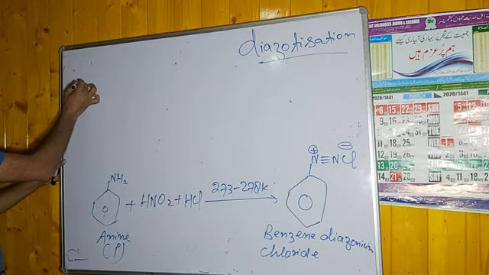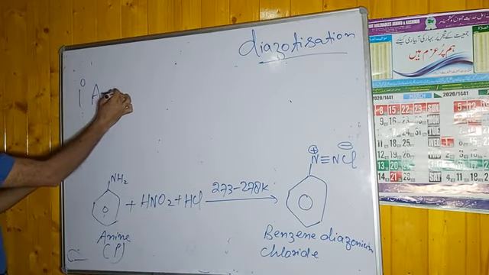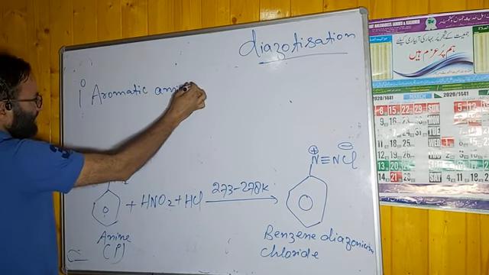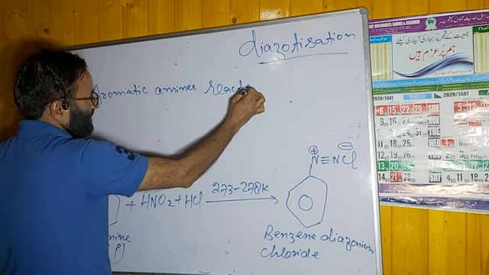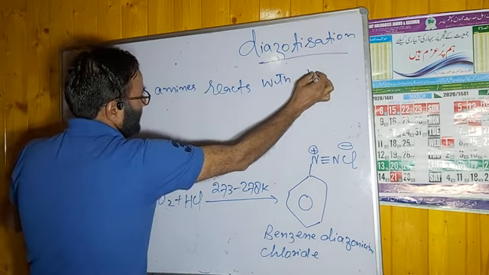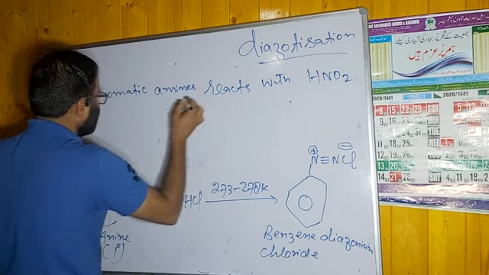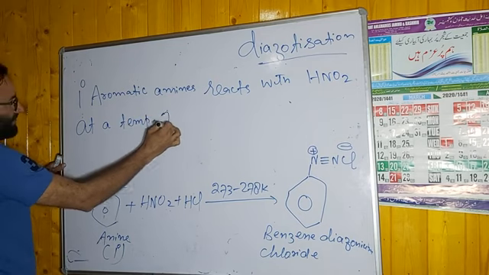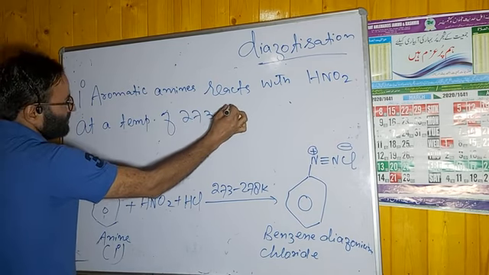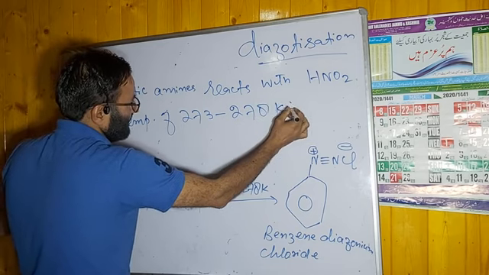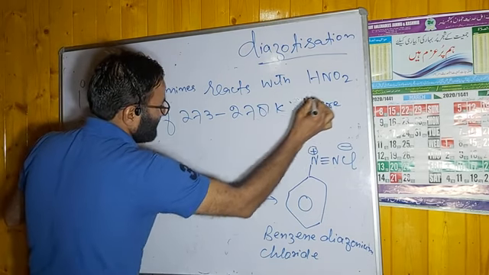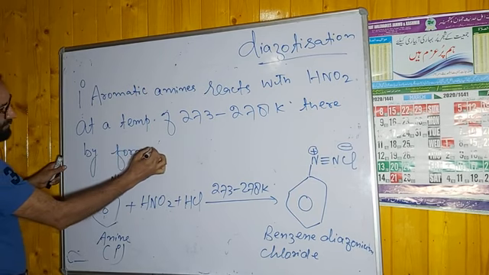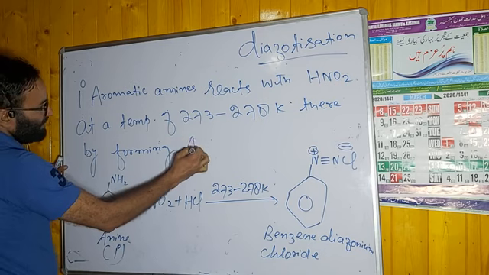You can mention here 1-degree aromatic amines. Humne yahan pe aniline ki example li hai. Reacts with nitrous acid at a temperature, mention karna hai, at a temperature of 273 to 278 Kelvin, thereby forming arene diazonium salt.